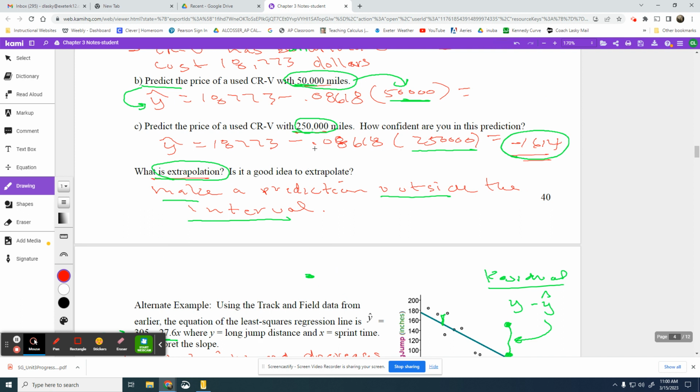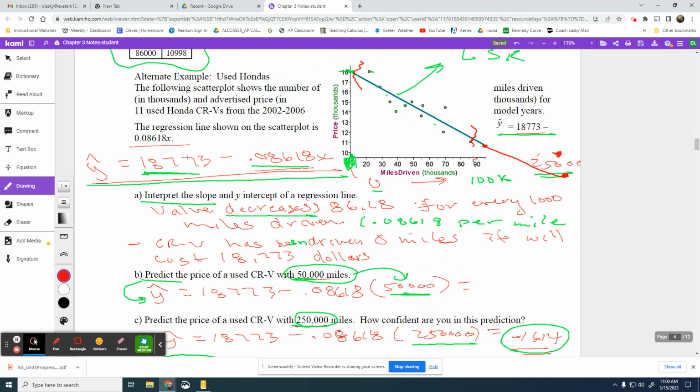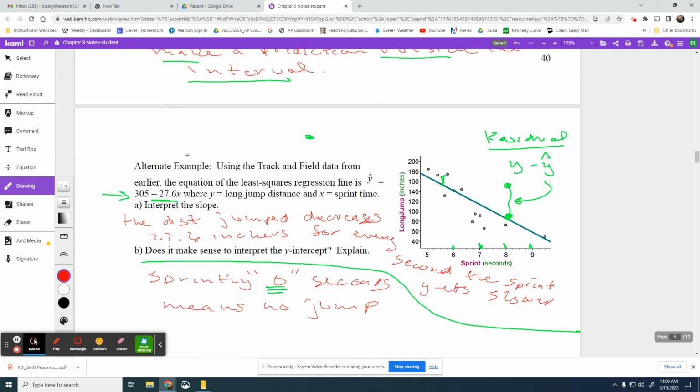Really what we're saying is, when I go to sell you this car, I'm going to give you $1,600 when I sell you the car. So it makes it a negative value, which doesn't make any sense. So is it a good idea to extrapolate? Yes, but you have to stay pretty close to the interval. You can't go way out here. If we had extrapolated to 95,000, that would have been pretty good. Once we went too far out, it doesn't make any sense. It won't work.